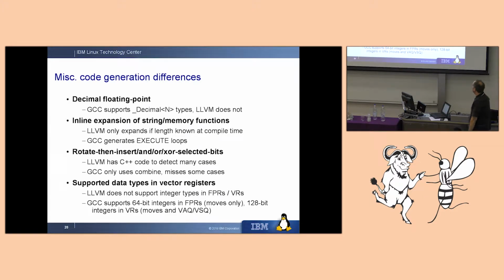Some other miscellaneous stuff that, when I looked at both, I said, well, what's interesting to talk about? Well, decimal float may or may not be interesting depending on whether you need it. GCC supports it, and so we do in the backend. LLVM does not because it just doesn't support it in the generic code and in Clang. So nothing we can do here.